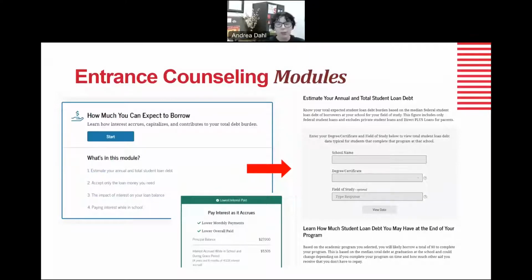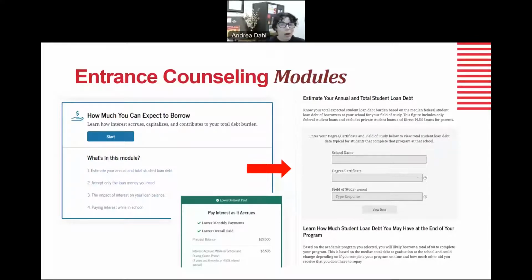For subsidized loans, interest won't start accruing until after you graduate or stop attending, but it will eventually start to accrue. So the less you take out, the less interest you will have to pay. There are ways to save. If you're able to pay interest as it accrues, you could end up having lower monthly payments when you're required to make your payments and then pay less overall.